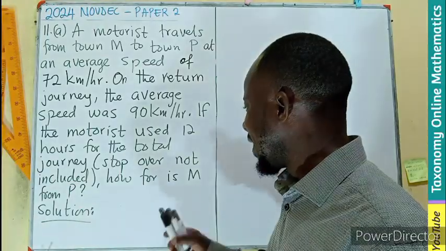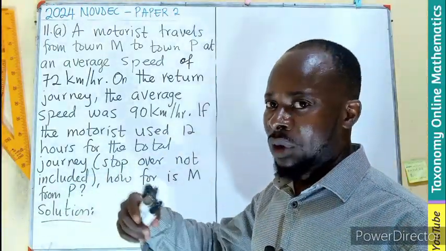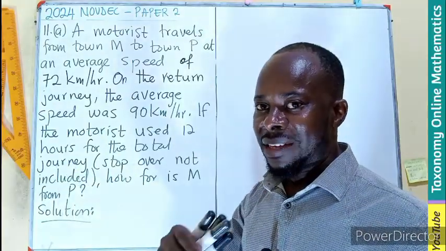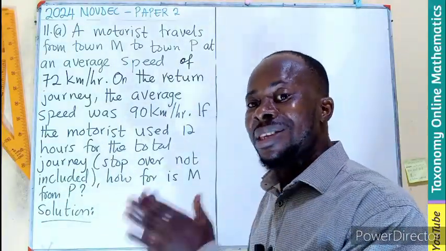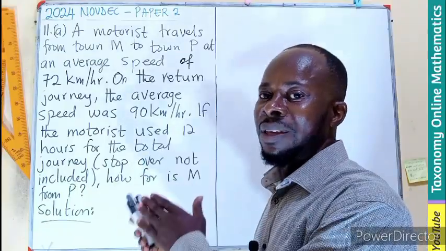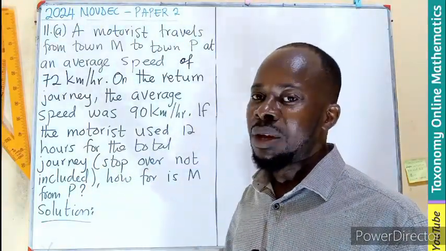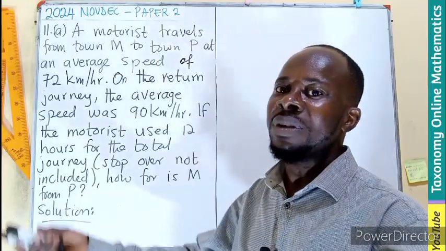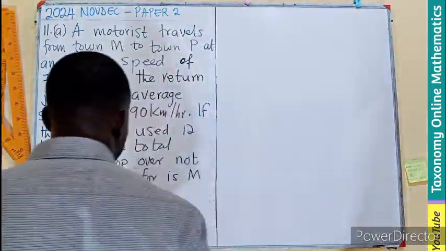Now, how far is M from P? You know that when you are moving from, let's say, Accra to Kumasi, the distance from Accra to Kumasi will be the same as when you are moving from Kumasi back into Accra, the same distance, even though the speed may be different and the times may be different, but the distance will remain the same. So you're looking for that particular distance.